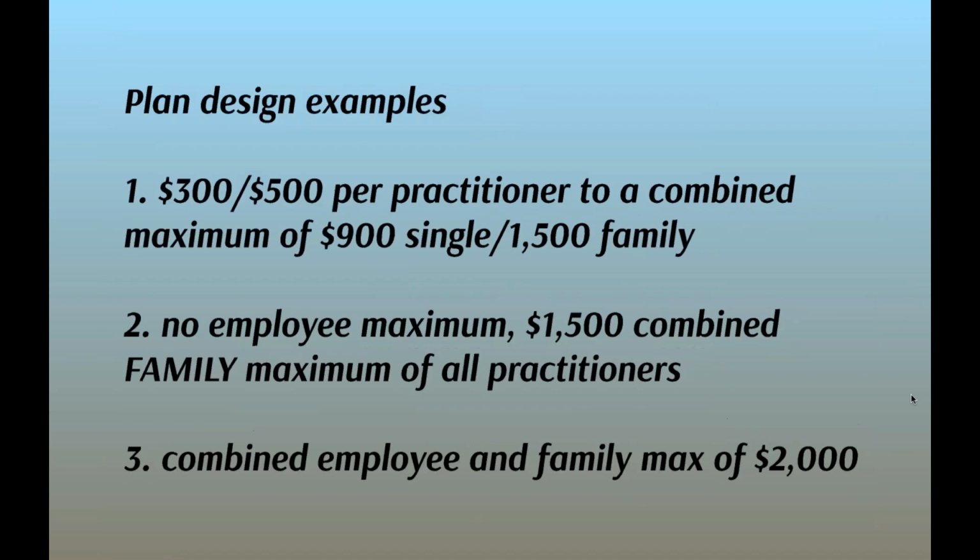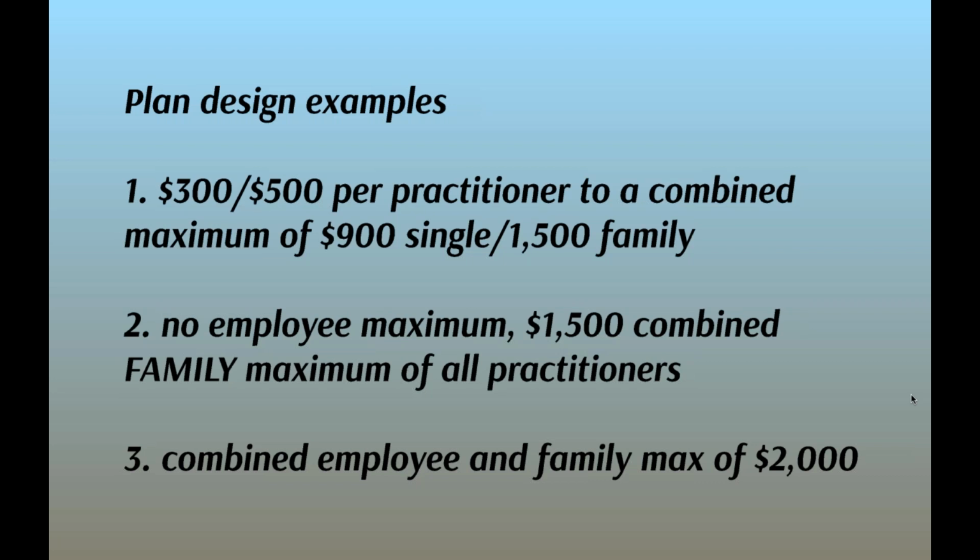So as a result of that, we're saying, hey, put in some plan design examples where, instead of having a $300 to $500 practitioner, with 10 practitioners listed, we're saying, hey, great, have a $300 to $500 per practitioner, but a combined maximum of, for example, $900 for every single employee and $1,500 for every family. So you can only spend $300 at the massage therapist, and the whole family can only spend $1,500 in paramedical practitioners as a family unit.